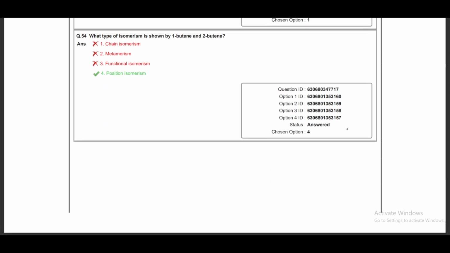Next is, what type of isomerism is shown by 1-butene and 2-butene? So the correct answer is position isomer. Position isomers are mainly constitutional isomers with an identical carbon skeleton.